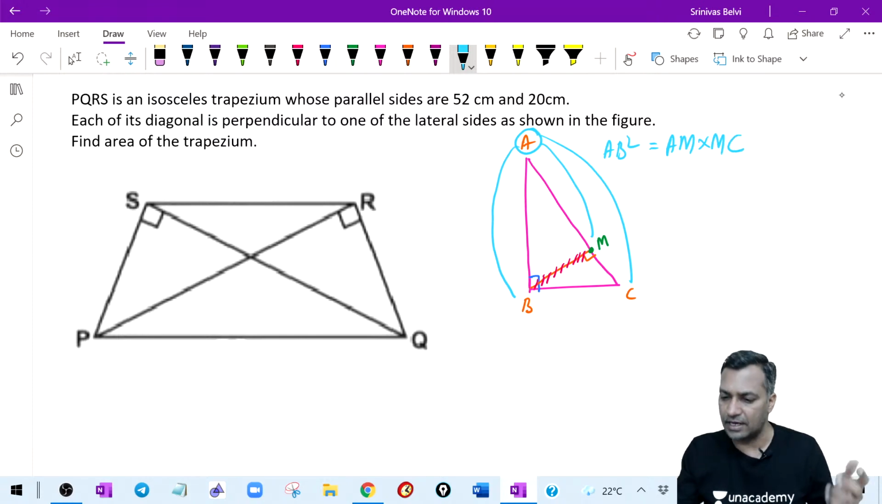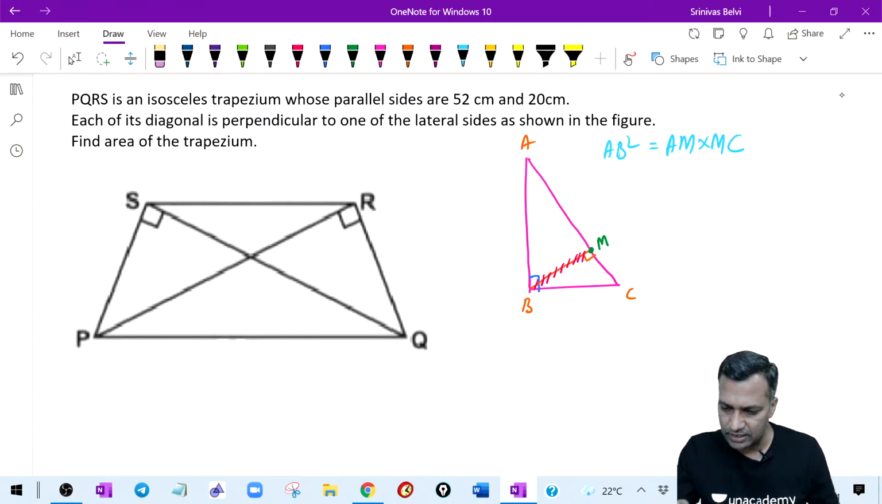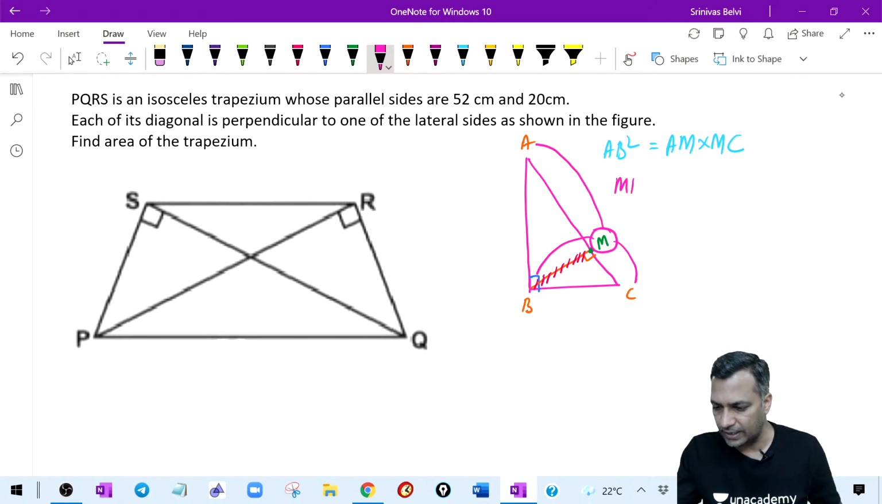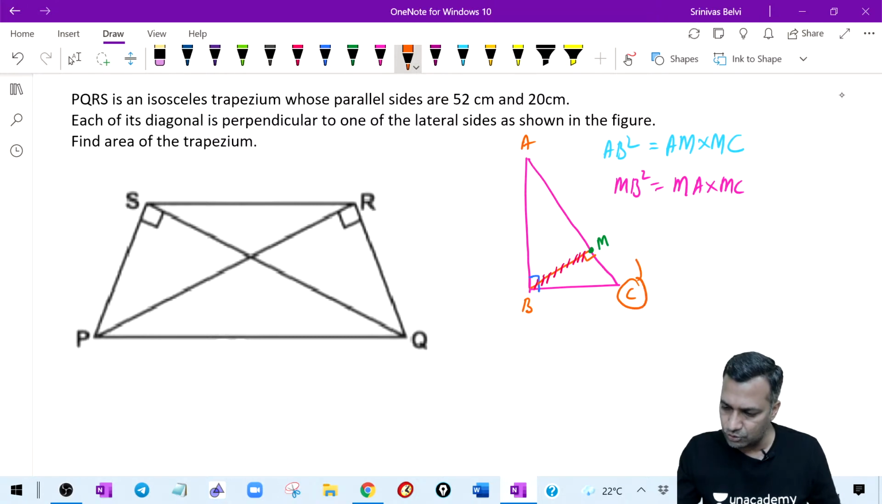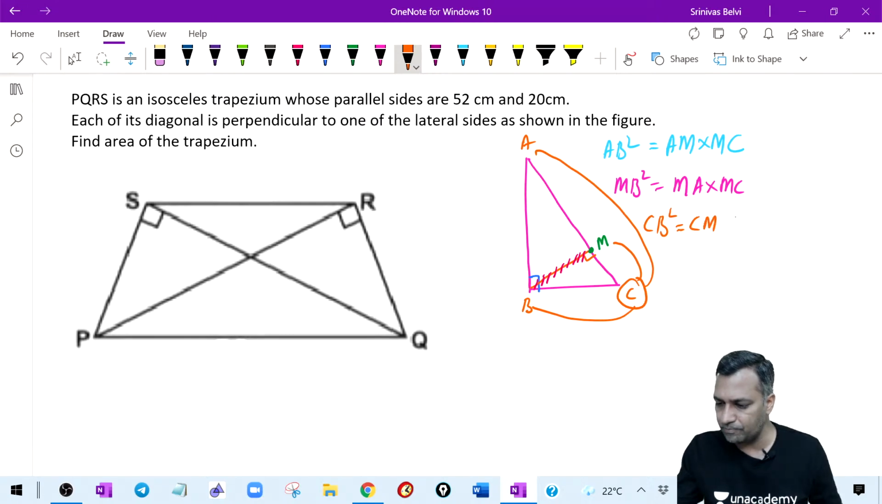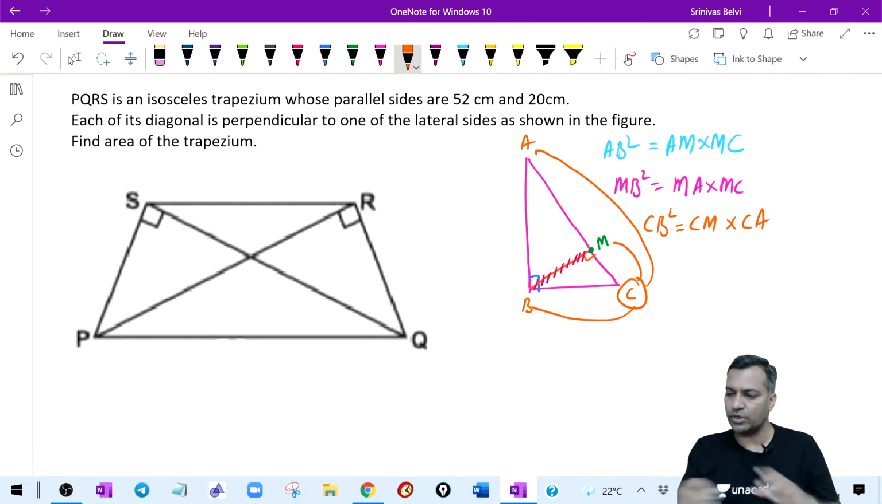Then on the hypotenuse, I take M as the critical point. Then MA, MC, and you have MB. You write MB square is equal to MA into MC. The third critical point on the hypotenuse is C. From C, you say CB square is equal to CM into CA.